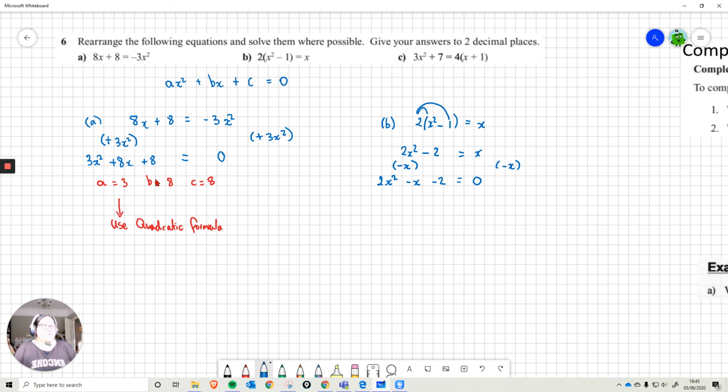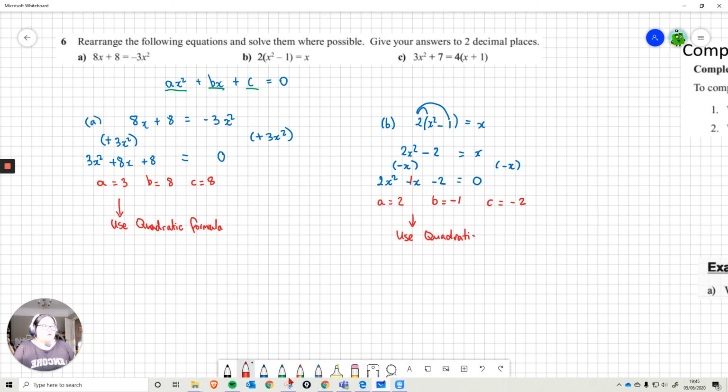Try and keep the format of your quadratic equation matching the general equation of a quadratic. So try and put x squared first, then your x term, and then your constant next. So that's why I've arranged it in that particular way. And then you've got your a equals 2, your b equals not just a negative. Remember, this isn't just negative x, it's secretly negative 1x. So that's our b value. And then c equals minus 2. And then you would use the quadratic formula from there.